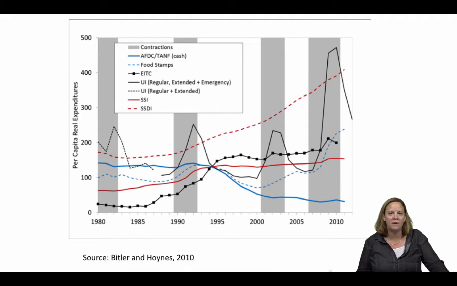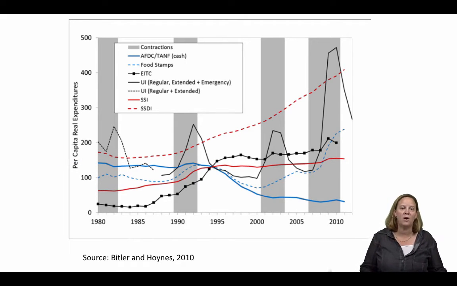Let's focus specifically on the solid blue line, which shows spending under traditional cash welfare programs, AFDC, and later TANF, or Temporary Assistance for Needy Families. Beginning around 1995, the amount of resources given to low-income families as part of these cash welfare programs, which are, of course, counted in the official poverty rate, began to decline significantly.